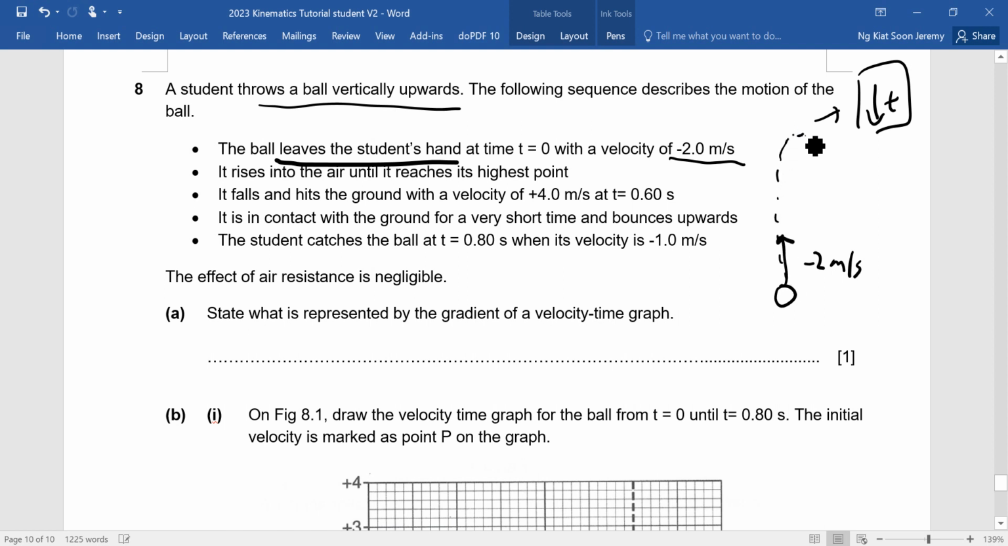Then when it comes down, it falls and hits the ground with velocity of 4 meters per second at t equals 0.6. Now, the reason why I'm going to suggest that when it hits the ground it is somewhere lower is because if it hits the ground at the same point where it leaves the hand, then it will be somewhere here. And I will guess that the velocity here will be 2 because of no loss of energy. But because my velocity here is higher in magnitude than this one, or the speed is higher, I expect that this distance traveled is higher than this one.